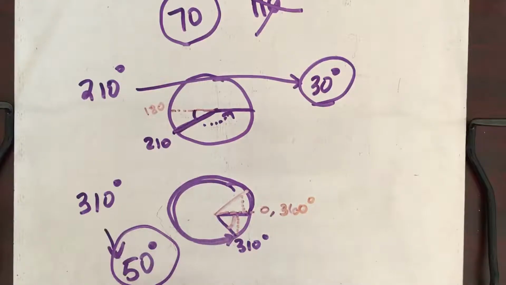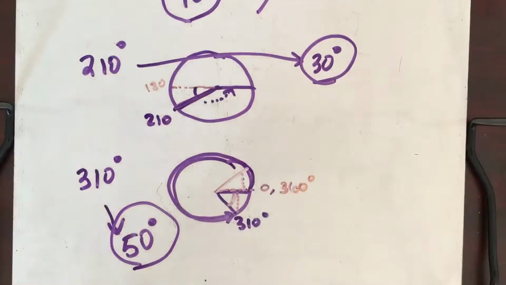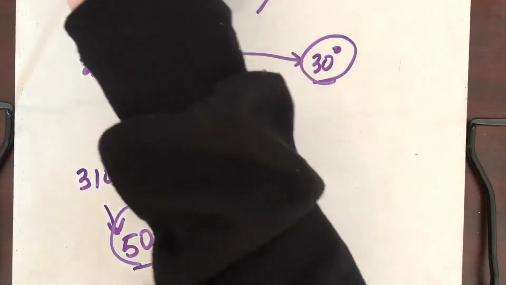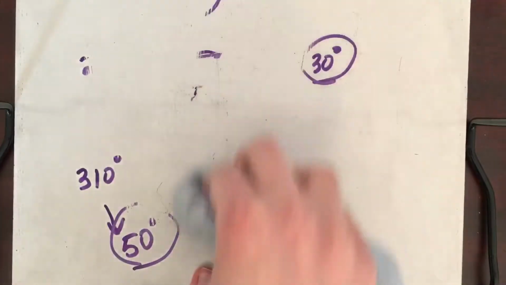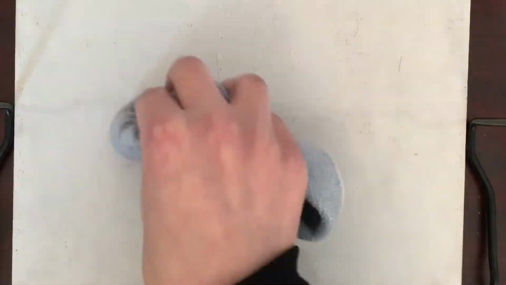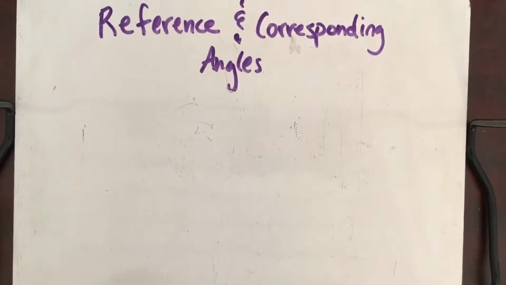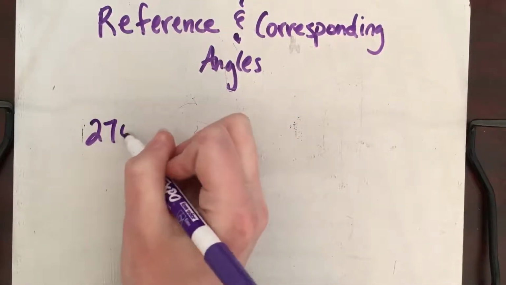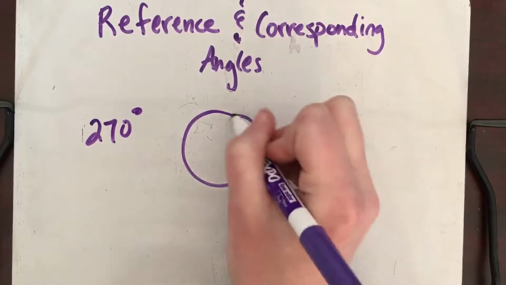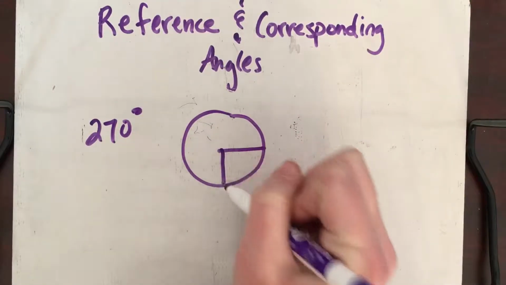So again, reference angles are between 0 and 90 degrees. Let's look at one more, or a couple more that may be a little bit more confusing, I guess. And we'll talk about corresponding angles as well. So let's look at something that's directly in the middle. Let's say at 270 degrees. Okay, so on the circle, that would be from 0, that would be straight down.